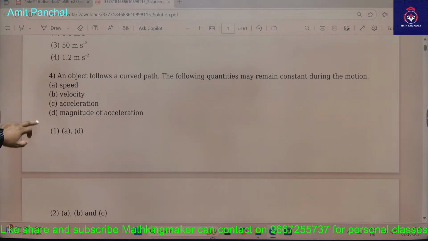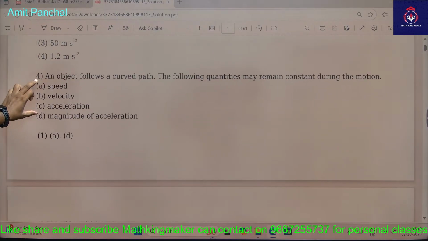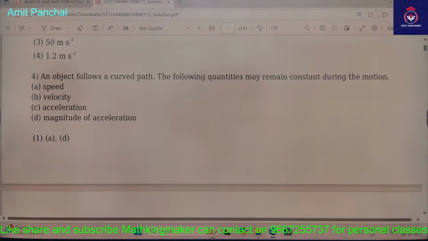Just tell me the answer, it's very simple. So it won't work with pseudo force also, because pseudo force will come into the picture. Okay, just now do the fourth one. Tell me the answer for this. An object follows a curved path. The following quantities may remain constant during the motion.